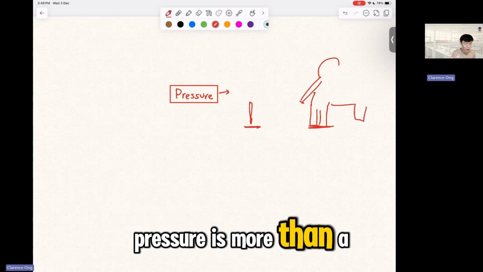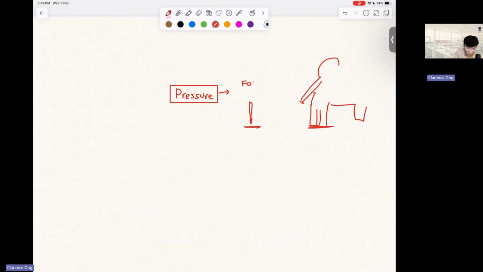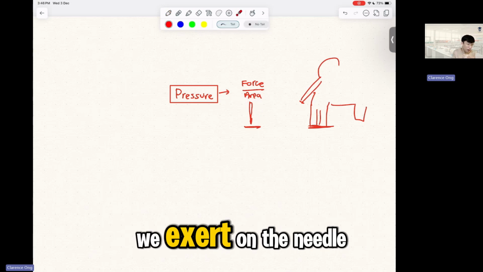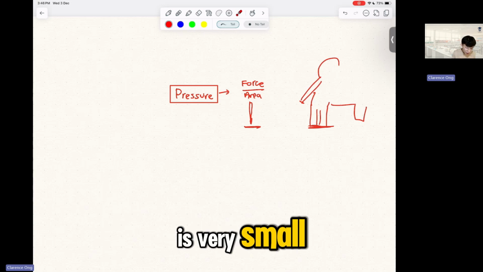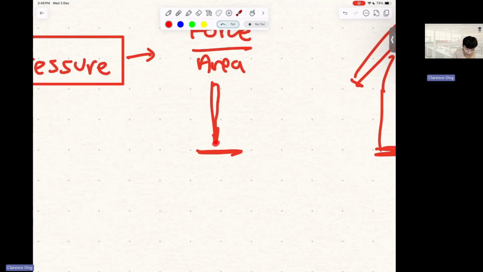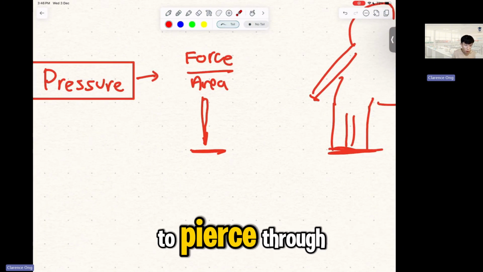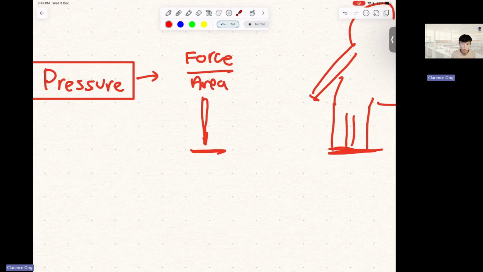Pressure is more than a force. Pressure is the force over the area. If you have a very small force, you can still generate a very large pressure if your area is small. Say, for example, the needle. Even though the force that we exert on the needle is very small, because the area in contact with the surface is very small, the pressure can be very high. That's what allows the needle to pierce through the fabric or through our skin.